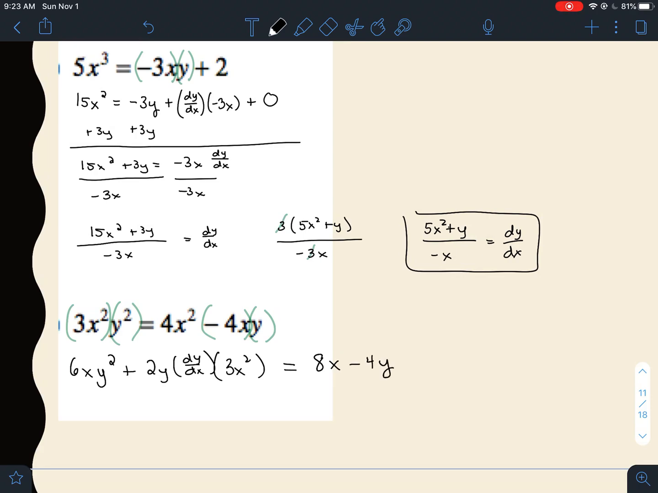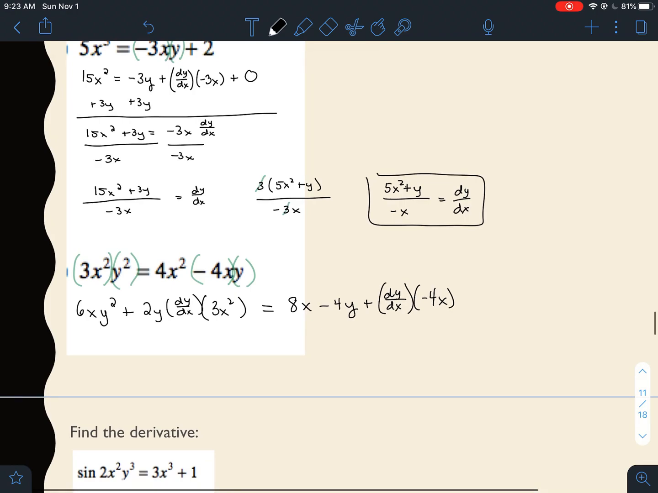So the derivative of the first function, negative 4x, is negative 4. Leave the second function alone, which is y. And then plus the derivative of the second function, which is dy over dx, times leave the first function alone, negative 4x. Now we need to get all the dy over dx's together. But I'm going to rewrite this so it looks a little bit nicer first.